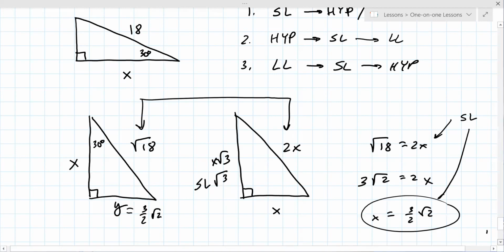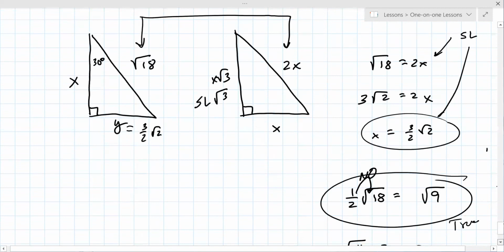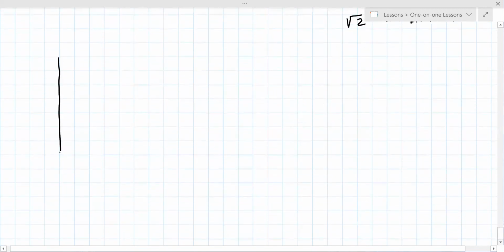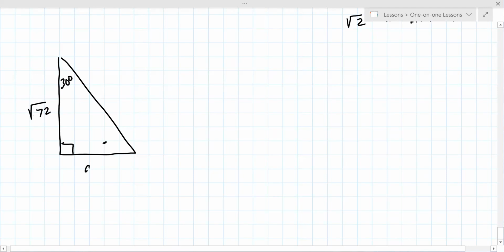All right, so let me give you another one here. I'm going to make this one less complicated to some extent. Let's do 30, 60, 90. Here again, this is 30. And let's say that this is the square root of 72. And I want you to find x and then c. So you just find X and C? Yeah. I'm trying to be a little bit more kind with the letters. It's often the letters that are the challenge here.